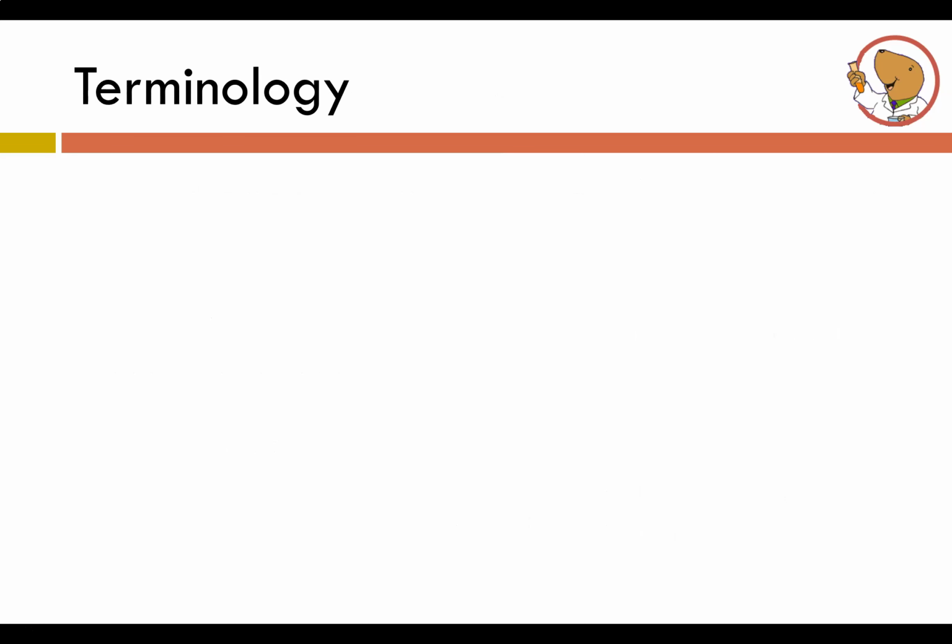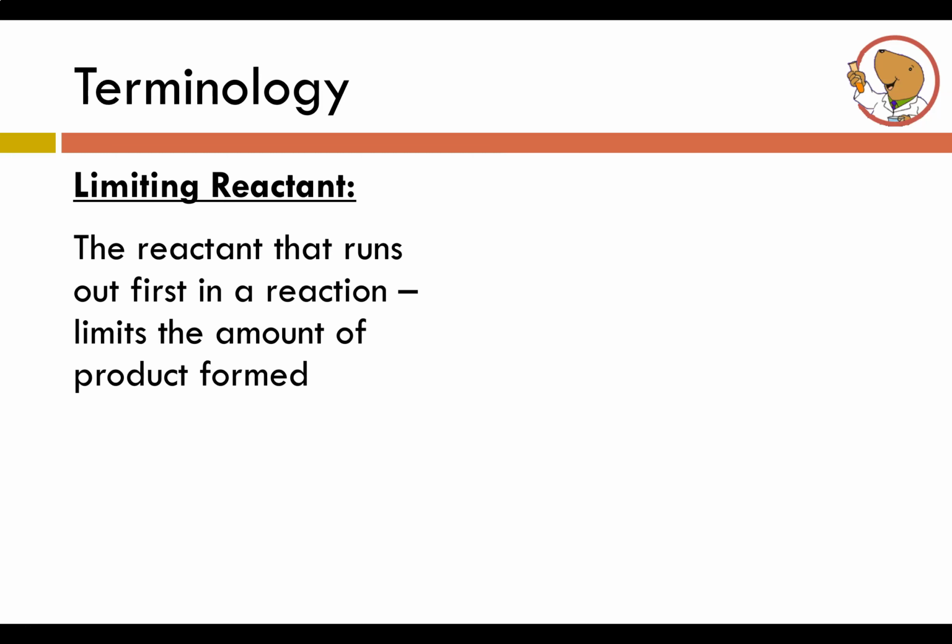All right, so first I want to start with just some basic terminology. We're going to talk about limiting reactants today, and all a limiting reactant is, it's the reactant that is going to run out first in a reaction. It limits the amount of product formed. So it is present in a lower stoichiometric amount than the other reactant. And at this point in time, we'll just look at reactions that have two reactants, nothing more complicated than that.